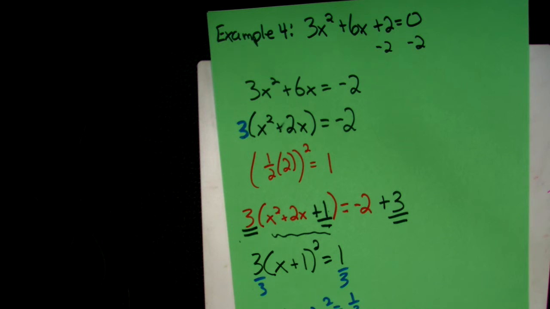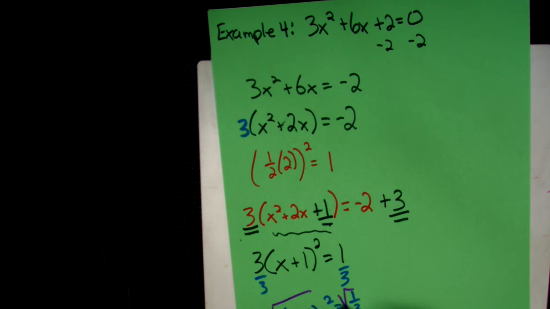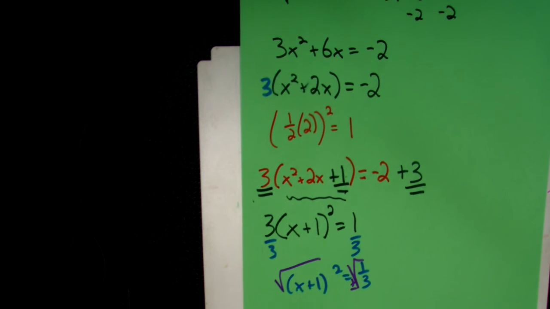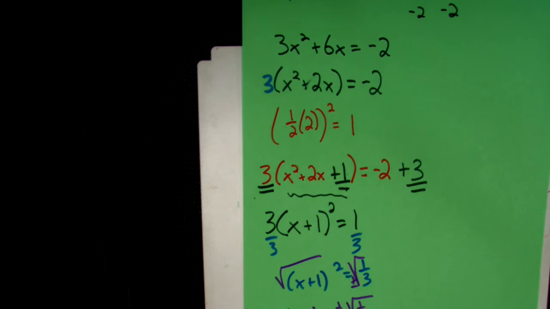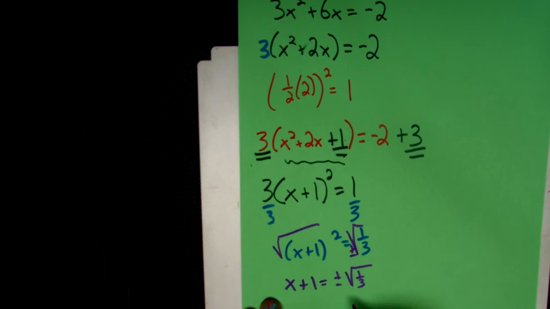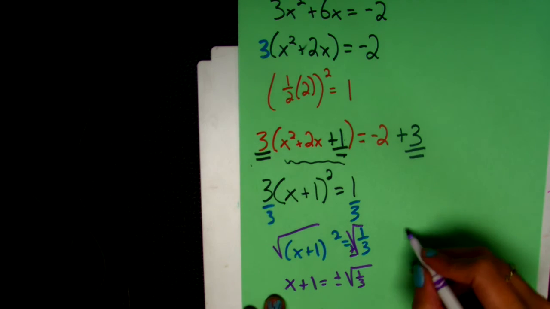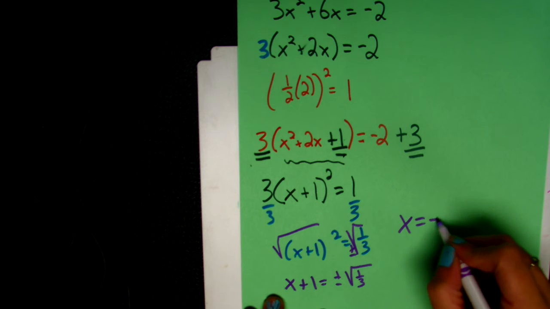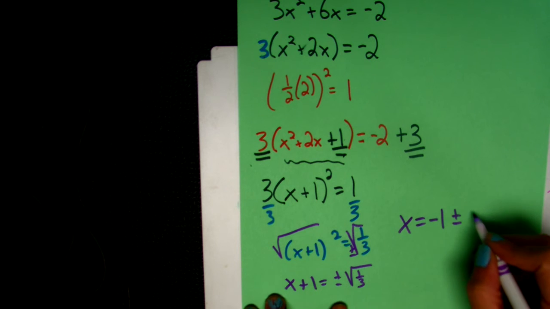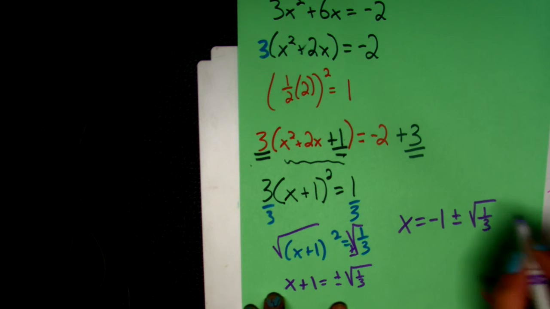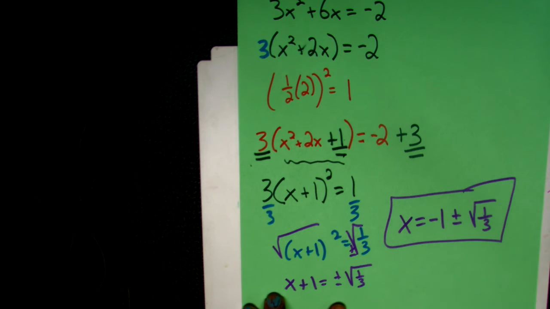And then I'll square root both sides. And remember, when you square root, you get plus or minus. So I have x plus 1 equals plus or minus the square root of 1/3. Then I'll subtract 1 from both sides. So x is equal to -1 plus or minus the square root of 1/3.